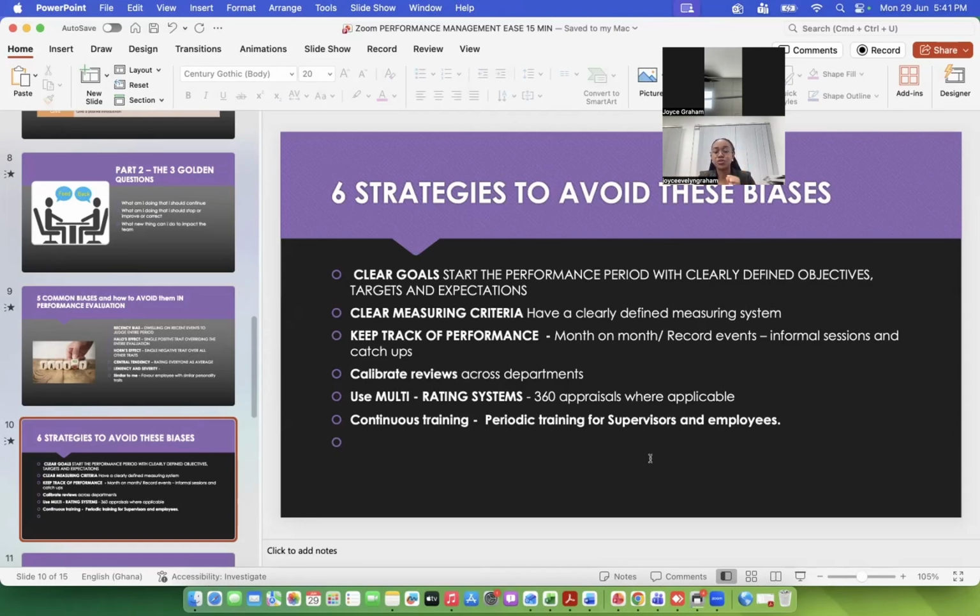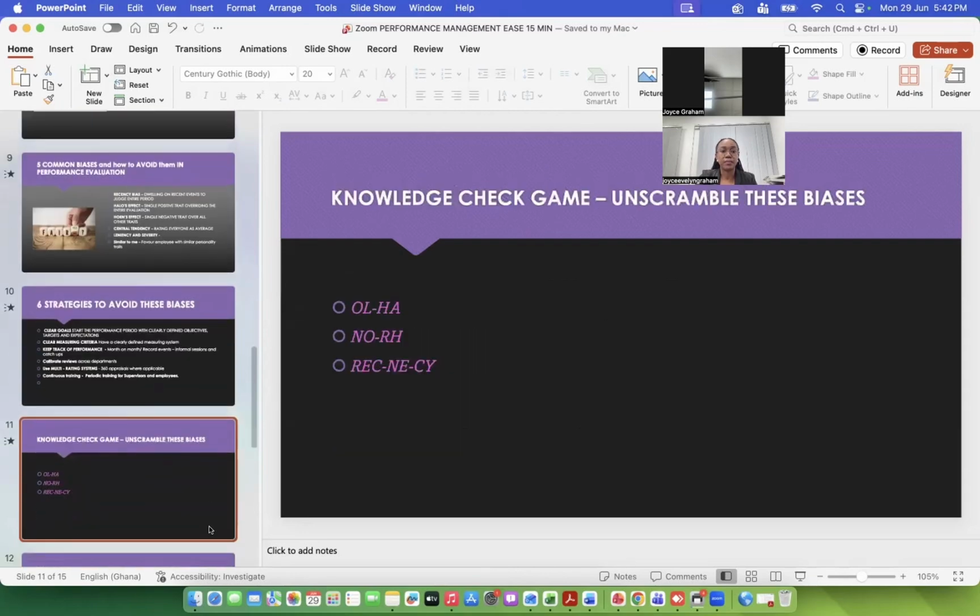Then lastly, continuous training, so like what we are doing, training managers, training supervisors, to awareness trainings, even unconscious bias trainings, and then also helping them to be skilled in setting goals and targets. So once we do this, it means that we are really good to go and we can avoid biases.